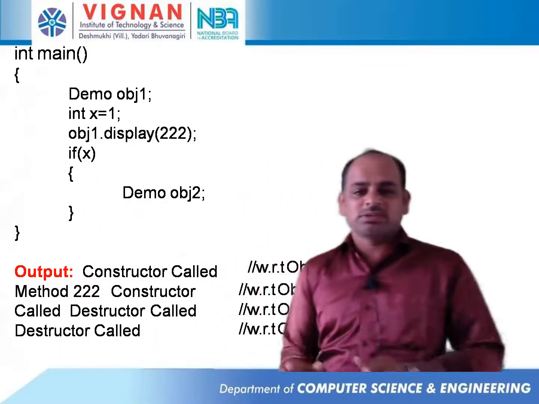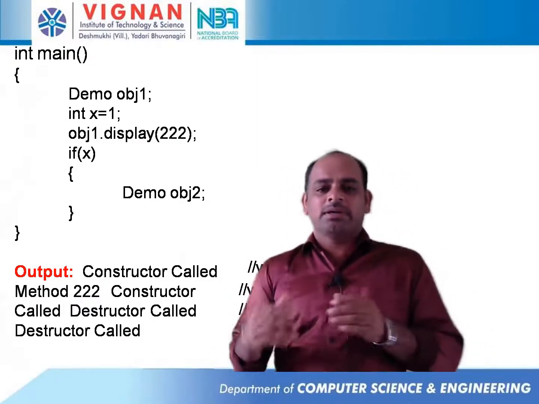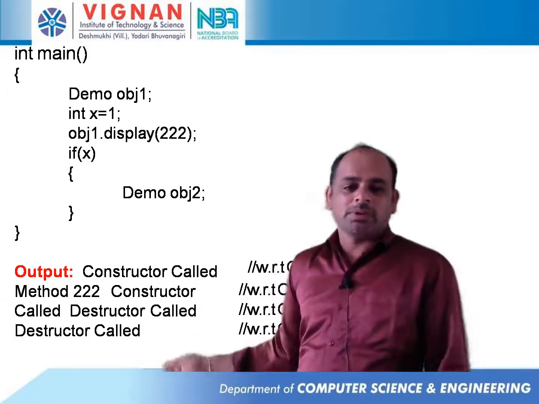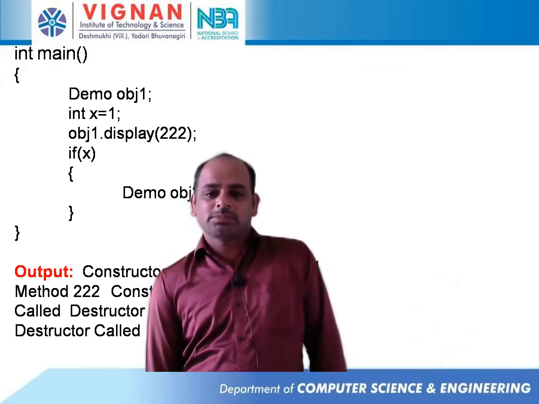So whatever resources are allocated by this function, either the main function or any display function, any object here, those are released by calling these destructors. This is about the uses of destructors.